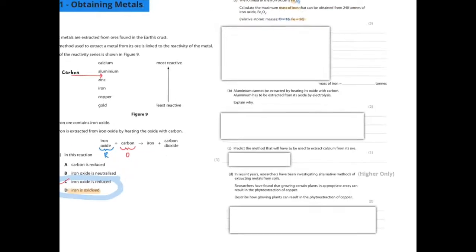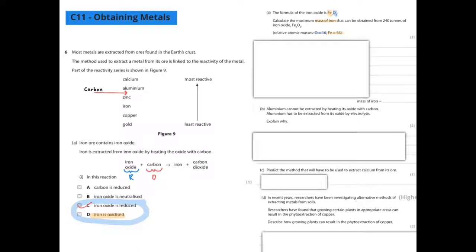Aluminium cannot be extracted by heating its oxide with carbon. Aluminium has to be extracted from its oxide by electrolysis. Explain why. Well, if we look here, aluminium is higher up in the reactivity series than carbon.